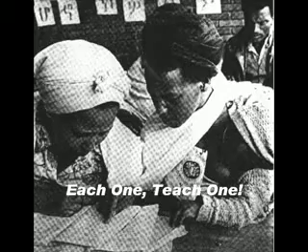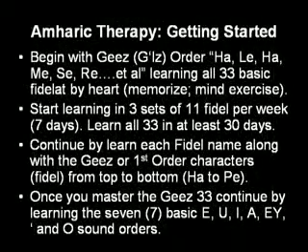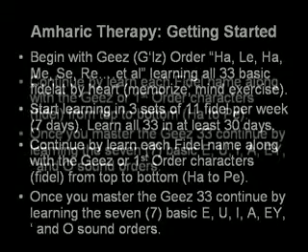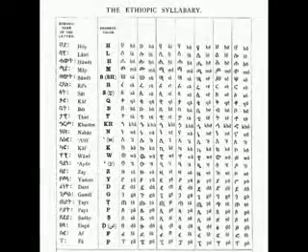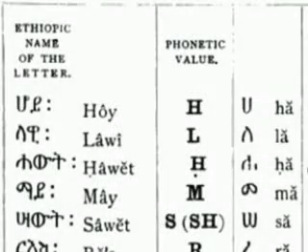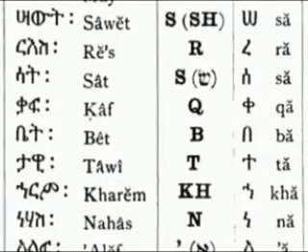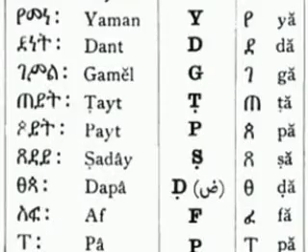Thirdly, continue by learning each Fidel name. Along with learning these 11 Fidel per week, practicing them every day, you will also learn the Fidel name. Each character has a name, along with the Vcds, or the first order character Fidel, from top to bottom, from Ha to Pe, in 3 basic degrees and 3 basic steps. Well, now, once you master the Vcds 33, then you will go to the next level.